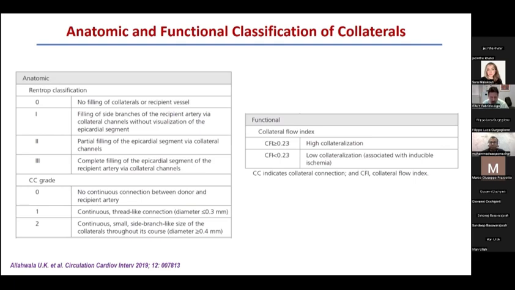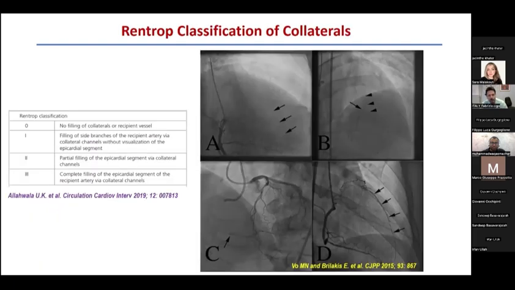When we speak about physiology, we need to involve the collateral system that sustains the CTO distal vessel. So we have 2 anatomic classifications and 1 functional. For the anatomic classification, we can use the Rentrop classification, with 4 degrees: 0, 1, 2, or 3.